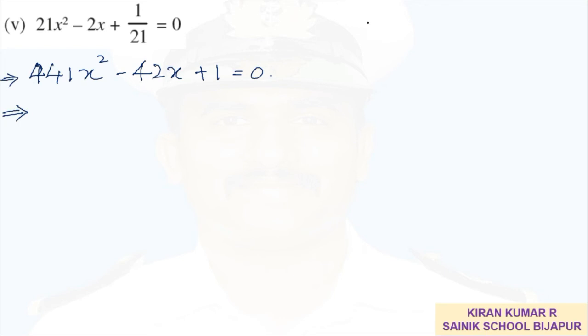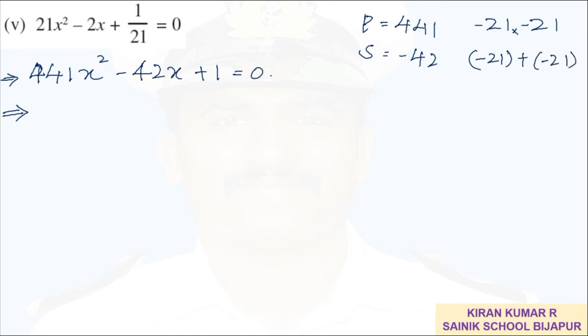Product is 441 and the sum is negative 42. Just now we have seen 21 times 21 is 441. If you take both negative, minus 21 added to minus 21, we would get minus 42. That's pretty easy. We'll write it as minus 21x minus 21x plus 1 equal to 0.